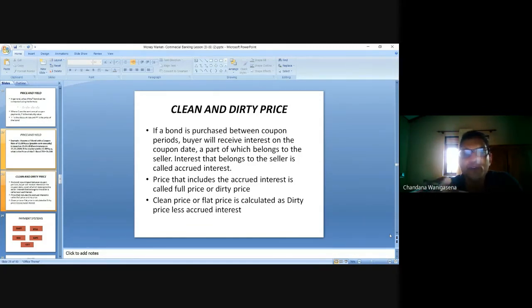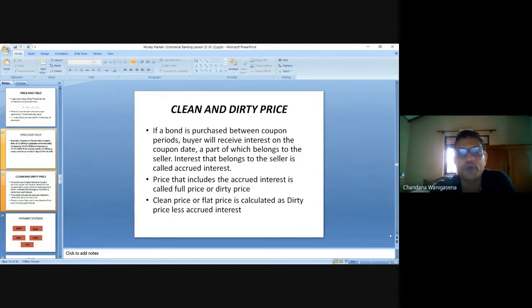So when you buy a treasury bill before the maturity date, up until you hold that treasury bill, you own the interest. But if you sell it, you don't get the interest, because that interest is actually owed to the original owner.